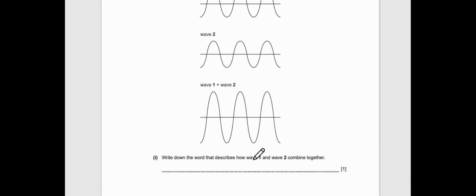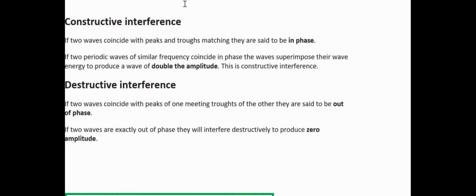Now see the question? We see that wave 1 and wave 2, they are in phase. It means crest is overlapping with the crest and the trough is overlapping with the trough. So when we add wave 1 and wave 2, the amplitude will be higher, the addition of wave 1 with wave 2. So write down the word that describes how wave 1 and wave 2 combine together. So the term will be constructive interference.